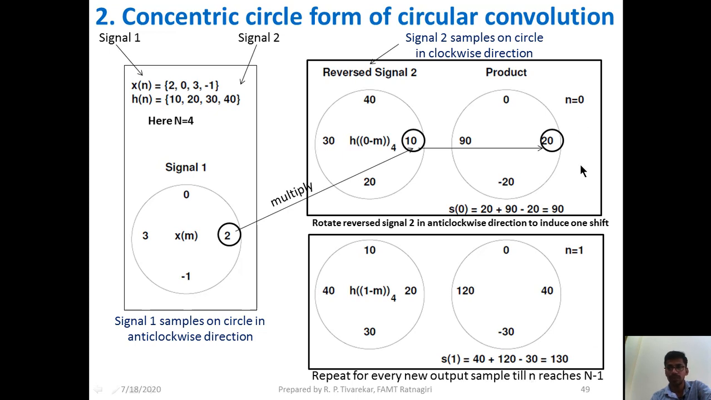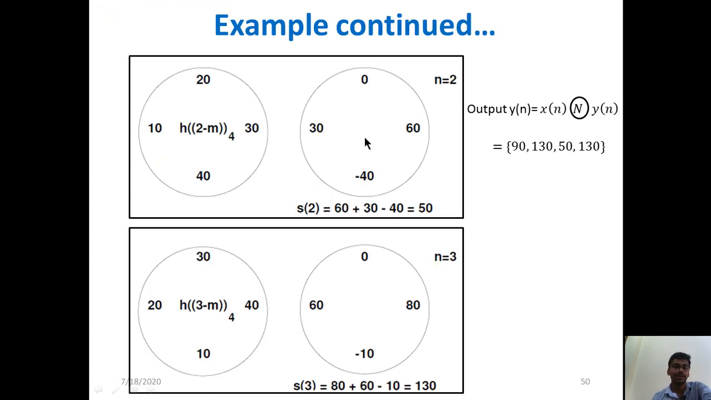So this is n equal to 0, this is n equal to 1. We have to find for n equal to 2 and n equal to 3, because 3 is nothing but N minus 1. In this case N is equal to 4. So we'll do it and we finally get this. This is one more anti-clockwise rotation, this is another anti-clockwise rotation, and these are products, and all products have to be summed to find the output sample. Finally the output is this, and we can verify that the answer found using the matrix method and using the concentric circle method are the same.